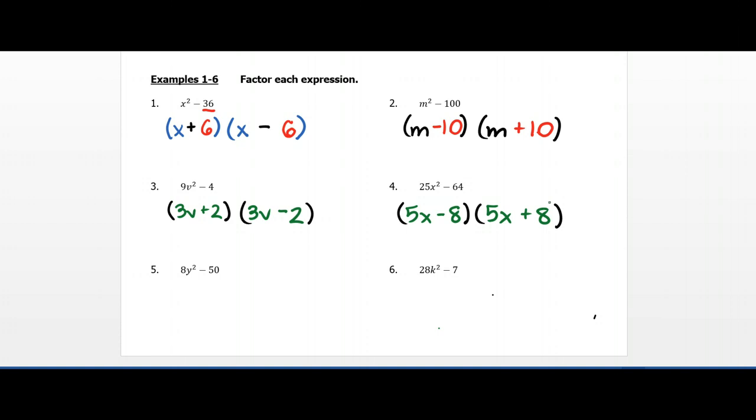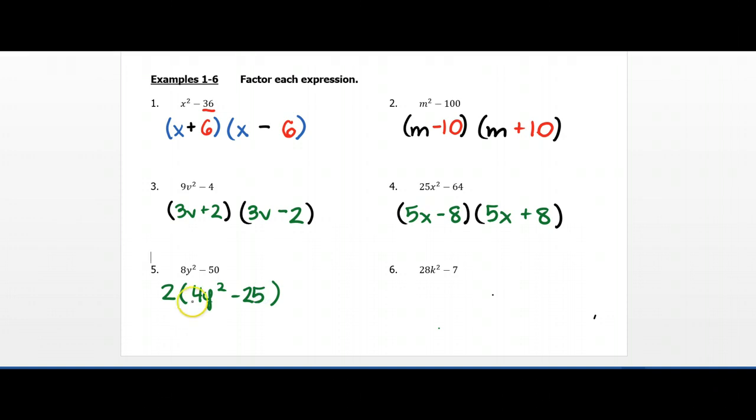Okay, number 5, we have 8y squared minus 50. You'll notice that neither 8 nor 50 are perfect squares, but they are both even numbers, which means we have a GCF for this problem. So the first thing we're going to do is factor out that GCF. It would be a 2. So you factor out your 2, and you're going to be left with 4y squared minus 25.